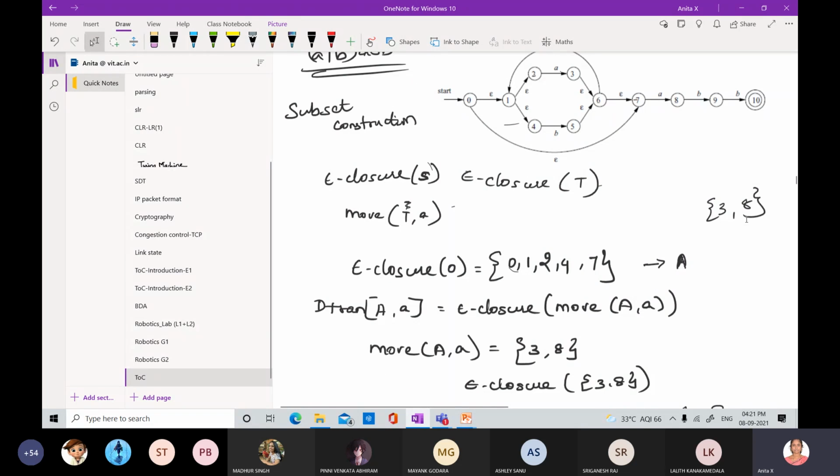From A, we have to check the transitions for each and every input symbol. So I'll be finding dtran of A, comma, each input symbol. Here I have only two input symbols, a and b. So dtran of A, comma, a is nothing but epsilon closure of move of A, comma, a. Here A is nothing but 0, 1, 2, 4.